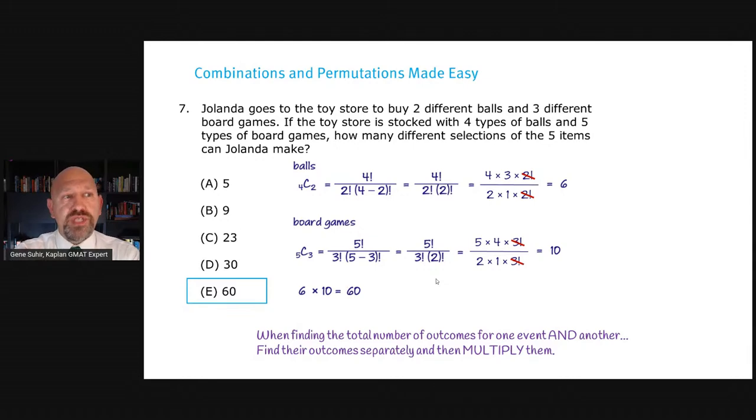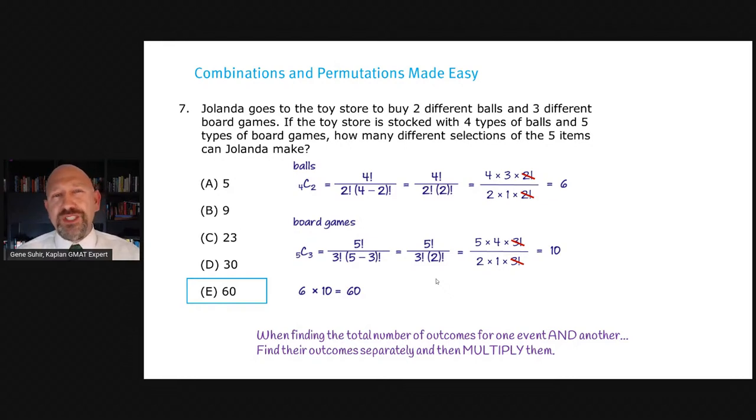Three different board games out of the five, and then we would have slots, four times three. If instead of it being three different board games out of the five where you just have to select a group, it was Jolanda's going to select three different board games and arrange them on a shelf in her playroom from left to right, or top to bottom, let's say, then it would have been a permutation.